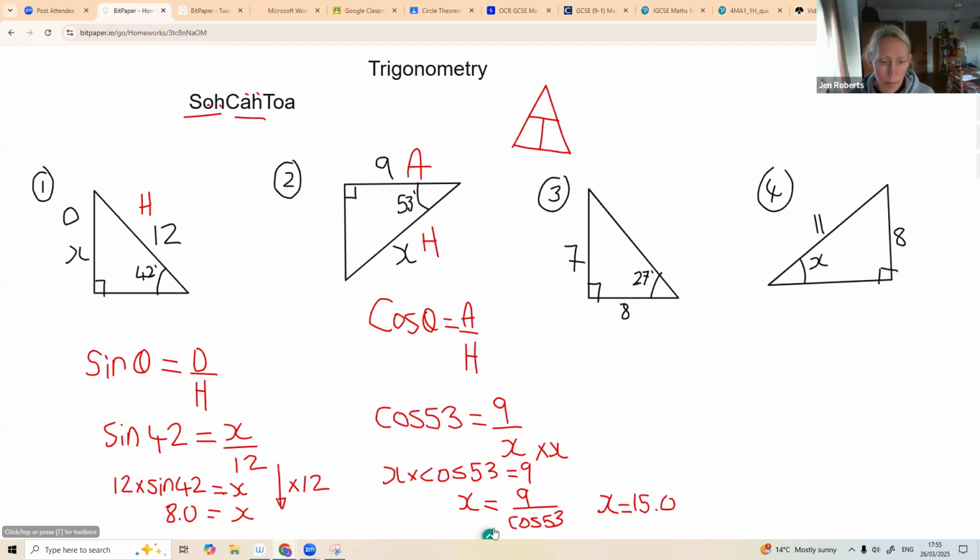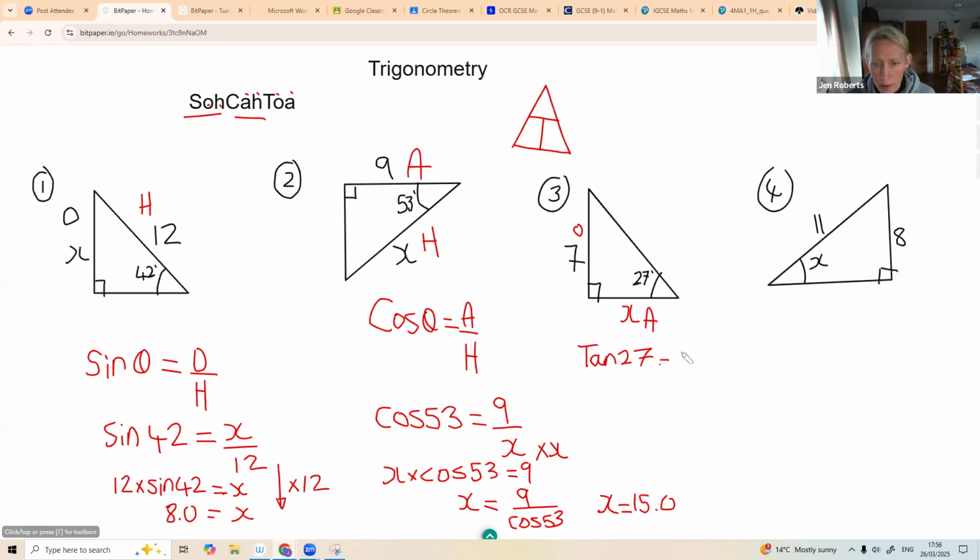Okay, question 3. Opposite. Oh, we should definitely have an X here. Let me change this to an X. Opposite and adjacent. 7 because opposite my angle, adjacent because it's between both my angle and my right angle. So O and A is TOA, tan 27, I'll put it straight into the formula, equals opposite divided by adjacent, O divided by A.